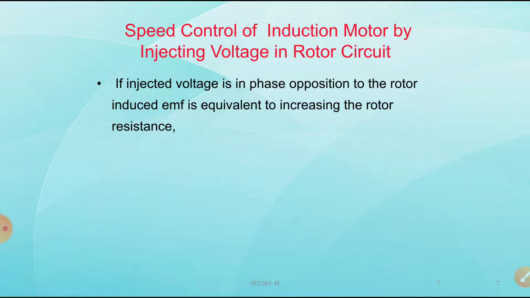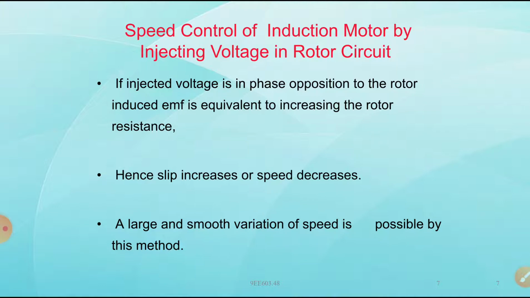If the injected voltage is out of phase, the opposition to the rotor induced EMF is equivalent to increasing the rotor resistance. If rotor resistance increases, slip percentage also increases. If slip percentage increases, it means the rotor speed will decrease. Hence, slip increases and speed will decrease. A large and smooth variation of speed is possible by this method.